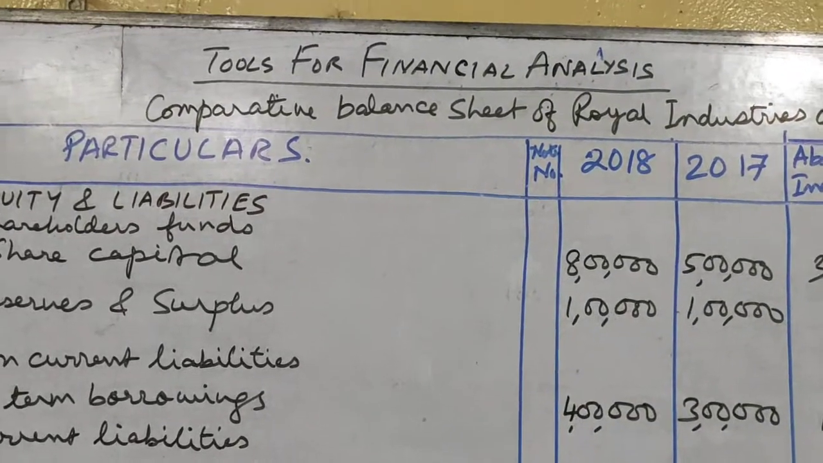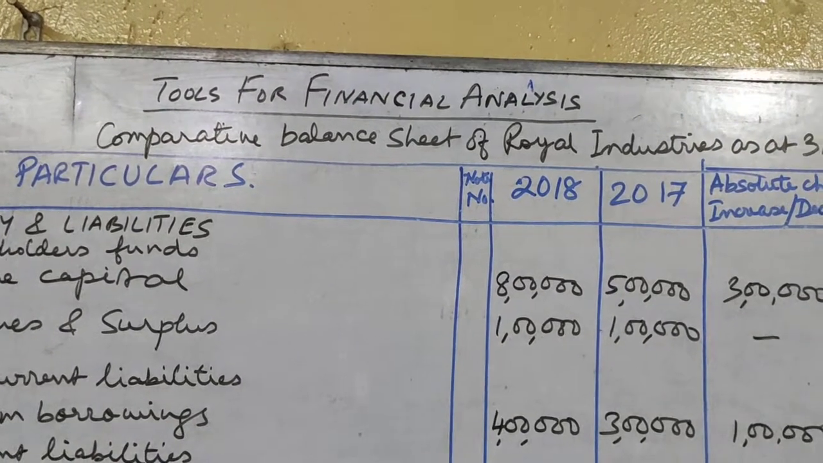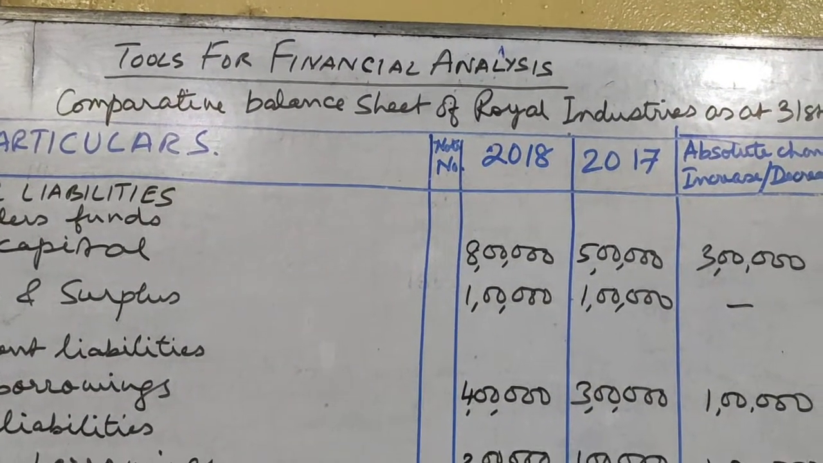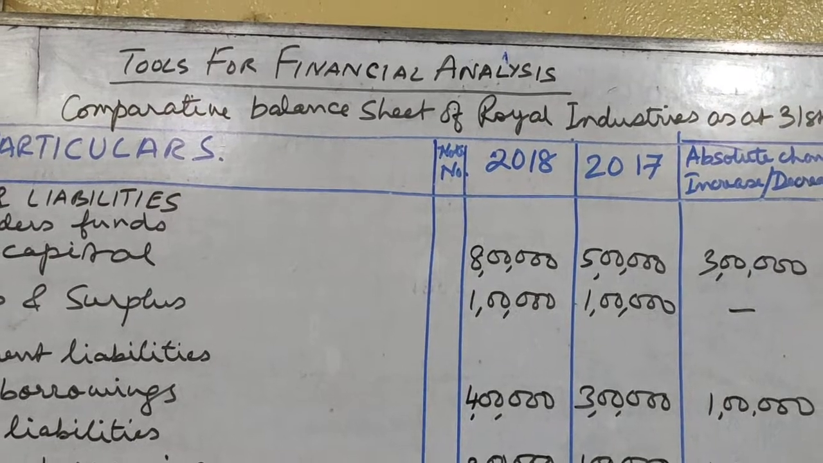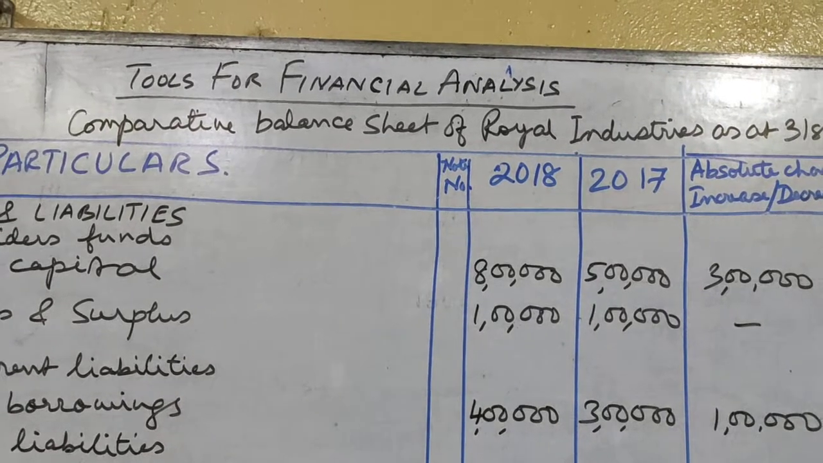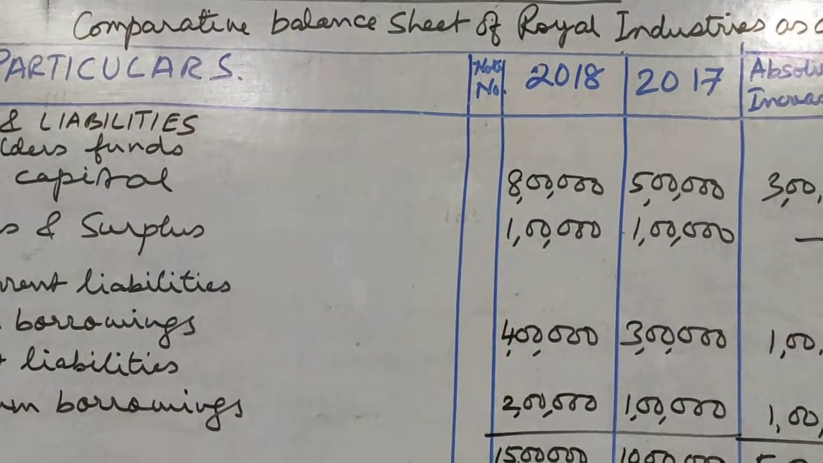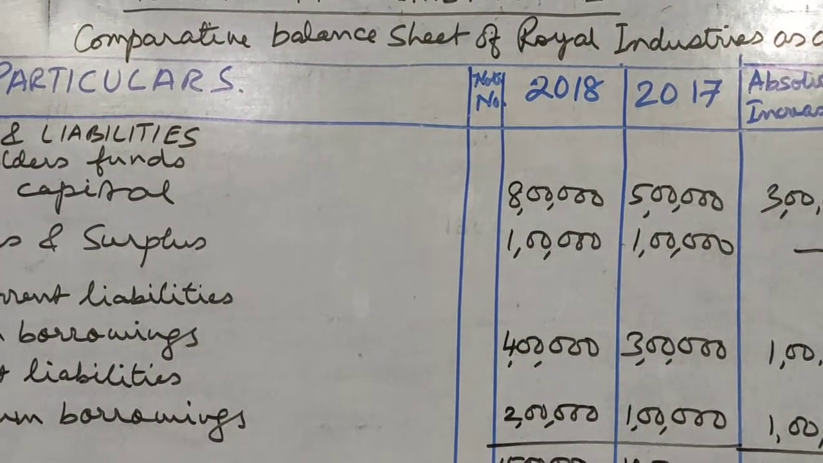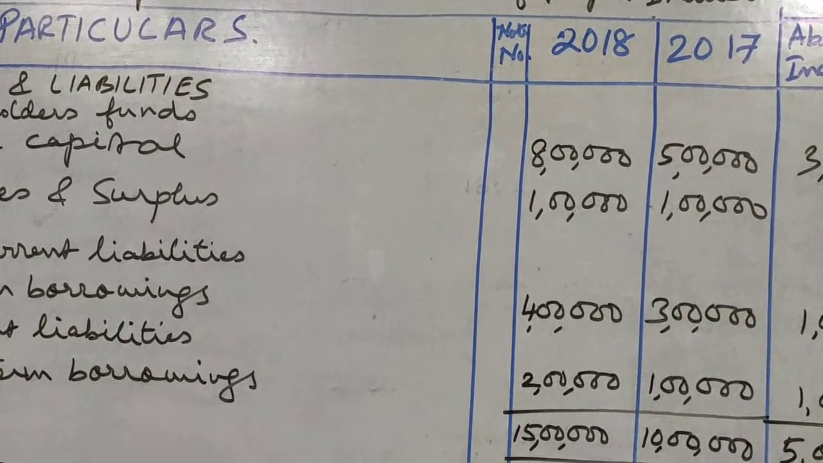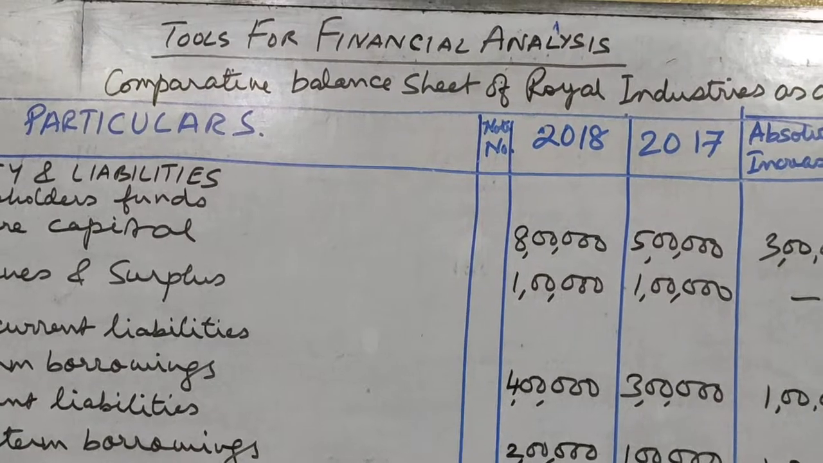Now we will start the chapter Tools for Financial Analysis. This is chapter number 11, which is there in volume 2. Now, financial statements contain absolute figures of assets, liabilities, revenue, expenses, profits, and losses of the organization. Now, these absolute figures may not be understood by everybody. So, they are to be analyzed and presented in simple and understandable form.